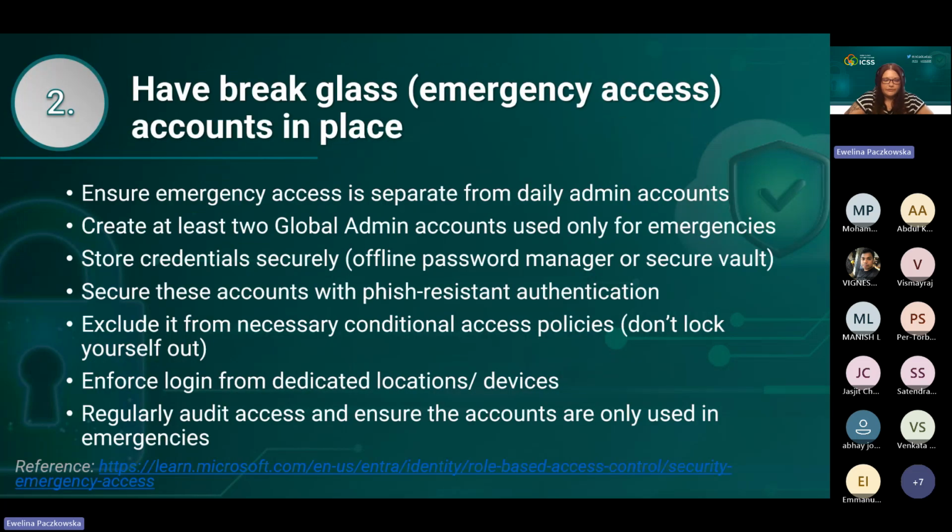So tip number 2 is to have break glass, or what we call emergency access accounts, in place as well. The latest advice is to make sure that you have at least 2 break glass accounts in place, so that when you are stuck and cannot get in, maybe your PIM is not working or something of that sort, this is your way to get access into your tenancy.